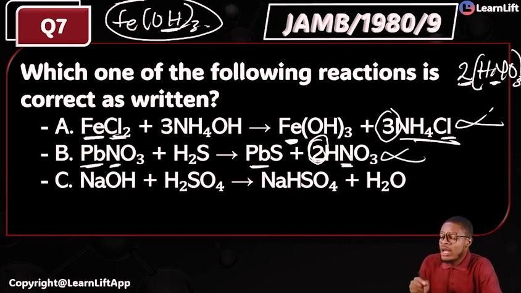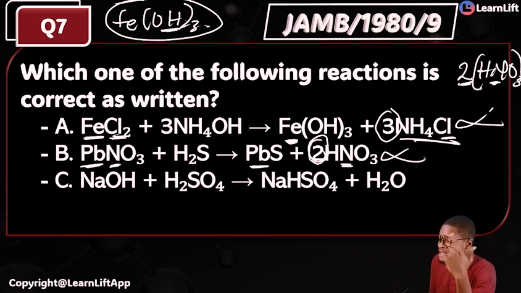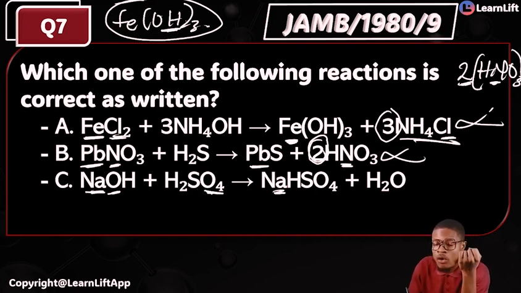Option C says we're giving sodium hydroxide plus your tetraoxosulfate(VI) acid to give you your sodium hydrogen tetraoxosulfate(VI) and water. That's what they have given us in option C. How many sodium? Sodium here is 1. Sodium here is 1. Sodium is balanced. How many oxygen? Oxygen here is 1 on your sodium hydroxide, but your tetraoxosulfate(VI) acid, how many oxygen is there? 4. 1 plus 4 is how many? 5. On the reactant side, oxygen is 5.